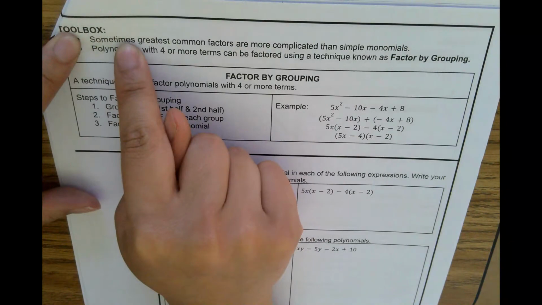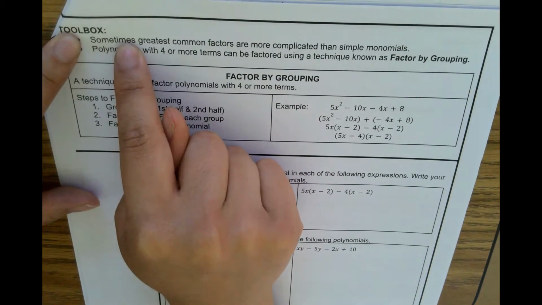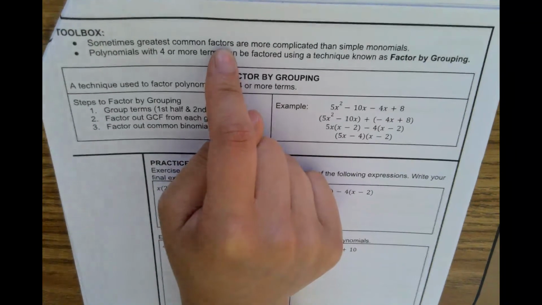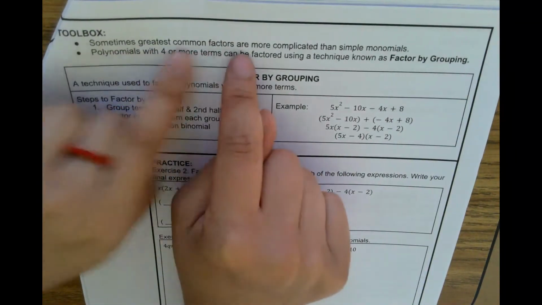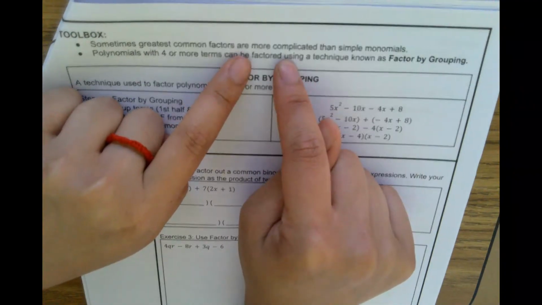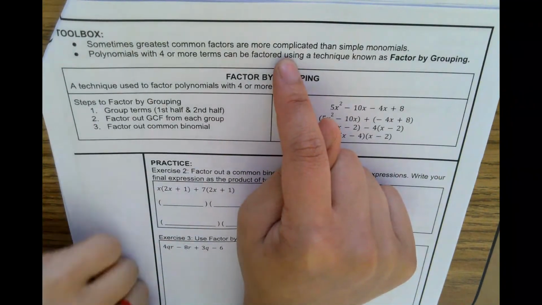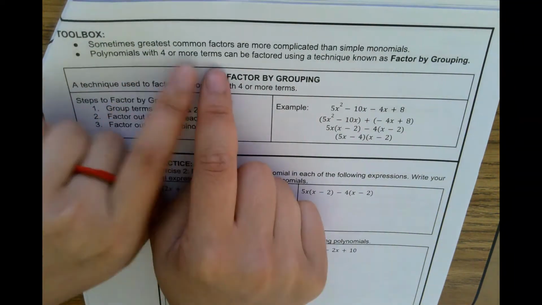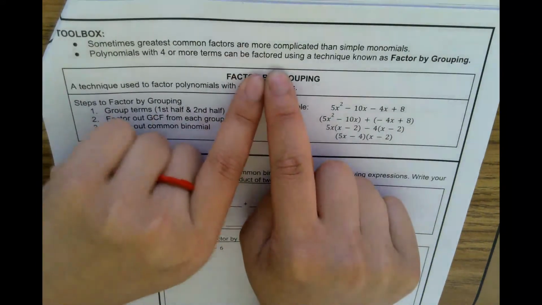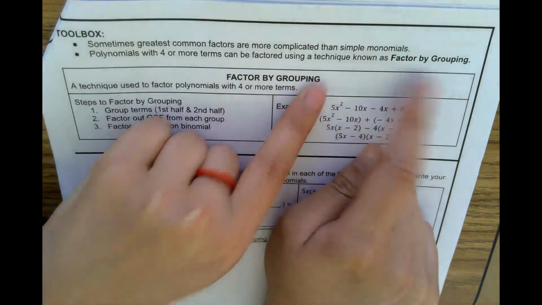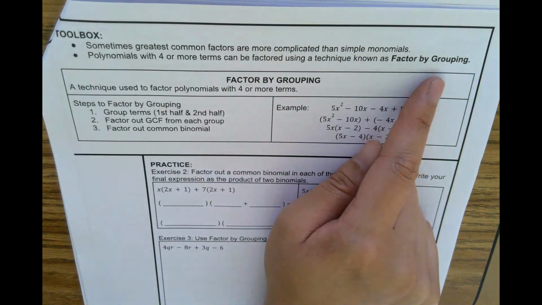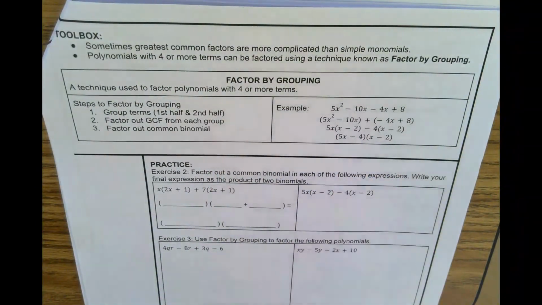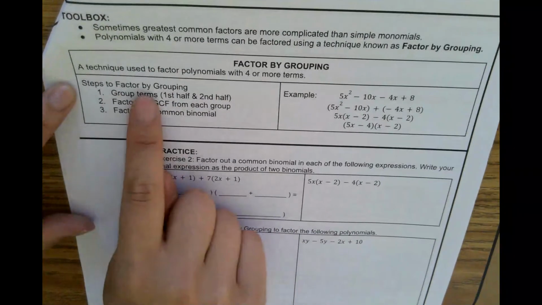So really, factoring by grouping is looking for greatest common factors, which is what we did last time. However, sometimes greatest common factors are a little bit more complicated when we have more complicated polynomials, okay? When we have polynomials with 4 or more terms, they can be factored using a technique known as factor by grouping. Okay, so here are the steps to factor by grouping.